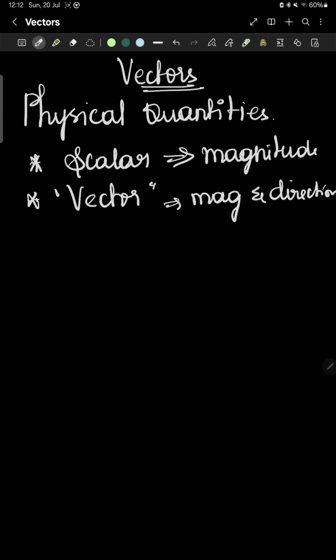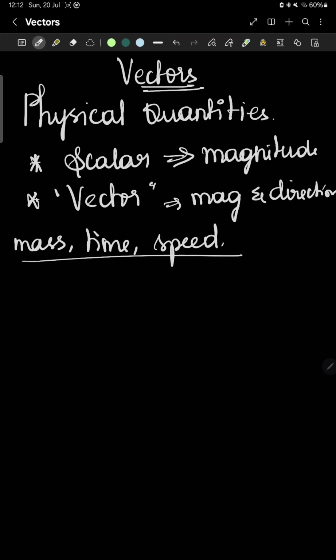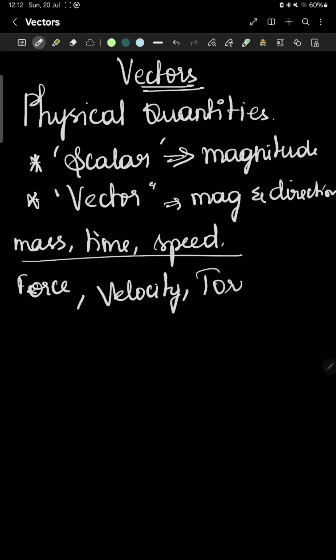For example, examples of scalar quantities are mass, time, speed. These are physical quantities which have only magnitude. But vectors, such as force, velocity and torque, are quantities which have both magnitude as well as direction.